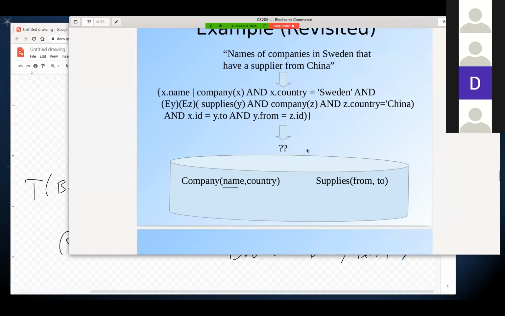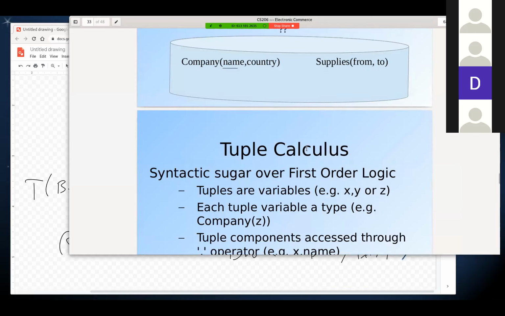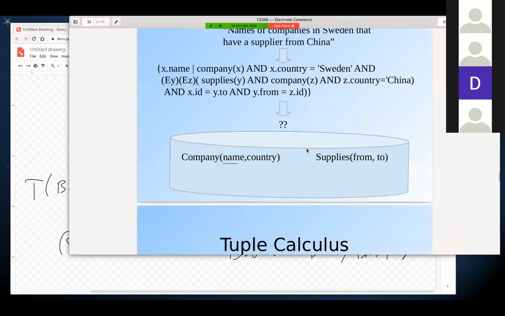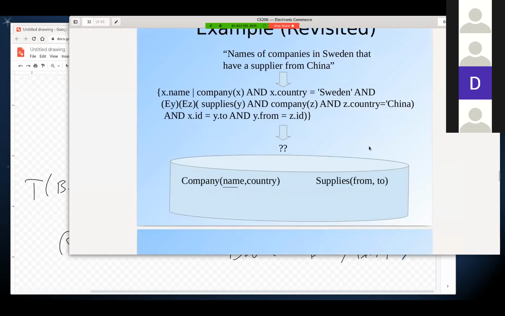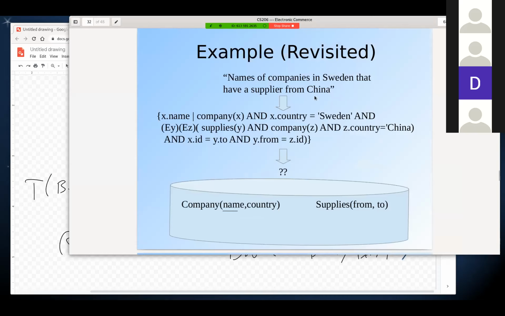revisit this right here, because we want to talk about tuple calculus very, very quickly. All right, so we've covered the relational algebra. You have the ingredients now to do all the relational algebra problems in recitation. Okay, but let's talk a little bit about the tuple calculus. So when we go back to this right here, we said that, well, we want the names. We have company and we have supplies, and then we want the names of the companies in Sweden that have suppliers from China. So this right here is an expression in the tuple calculus, all right?